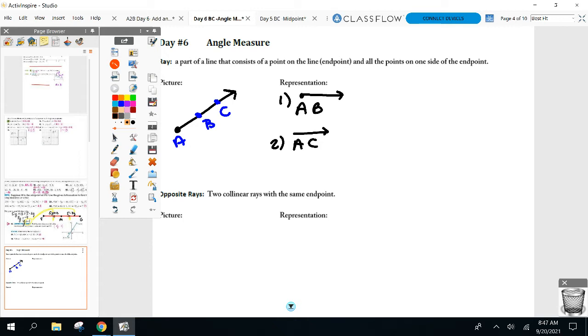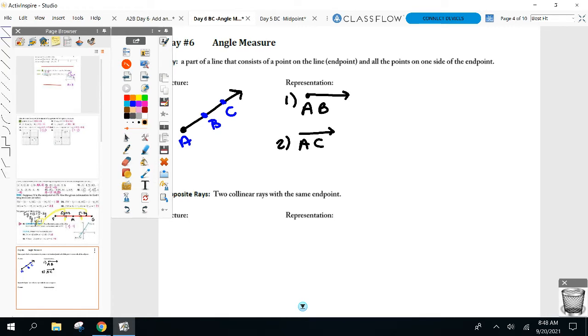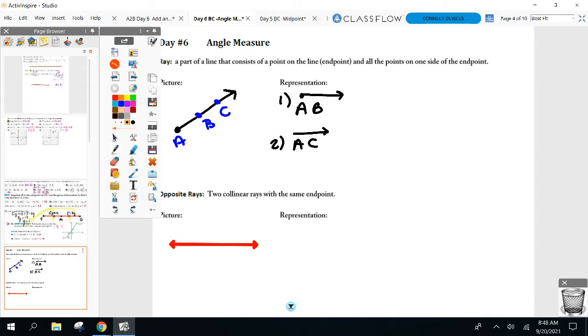All right. What are opposite rays? Two collinear rays with the same endpoint. Do we think we can draw that? Do we think we can draw that bad boy? In a nutshell, you're going to draw a line. Here you go. F, G, H.